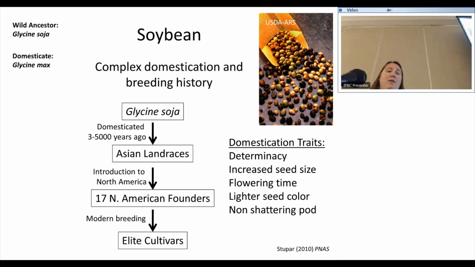But then when the colonization of the United States happened and they started to introduce varieties, land races, into the United States, approximately 86% of the variation in modern cultivars comes down to 17 founders from the land races. So there have been these continual bottlenecks during domestication and plant breeding to make the soybean cultivars that we have today. And the traits that were targeted during domestication were determinacy, getting rid of that viney characteristic of the wild ancestor, increasing the seed size, changes in flowering time and photoperiod sensitivity, changing the seed coat color, and the non-shattering pod.